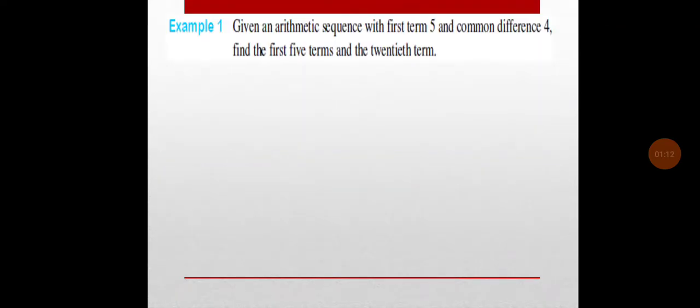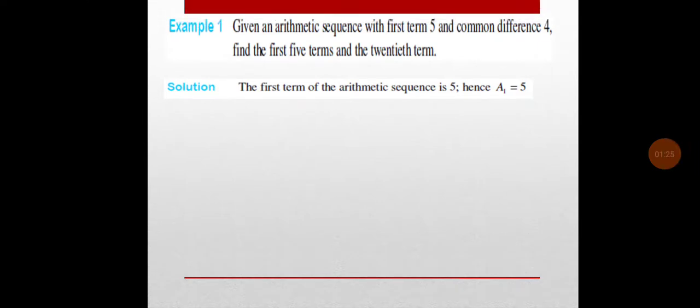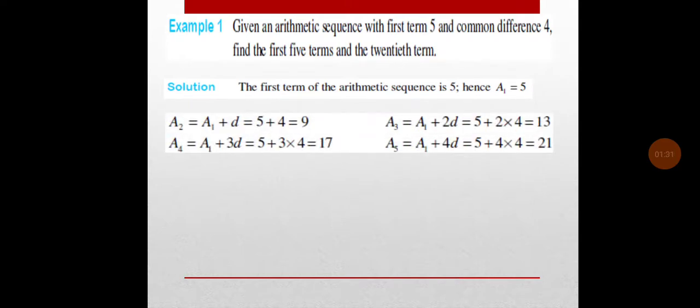Let us see some examples. In this example, given an arithmetic sequence with the first term 5 and common difference 4. Remember, this time the 5 is the first term and the 4 is the common difference. So the first term is given to us already, and the common difference also we do have.